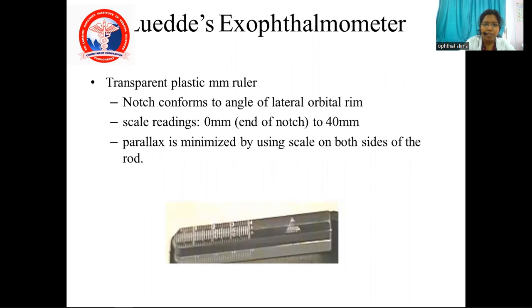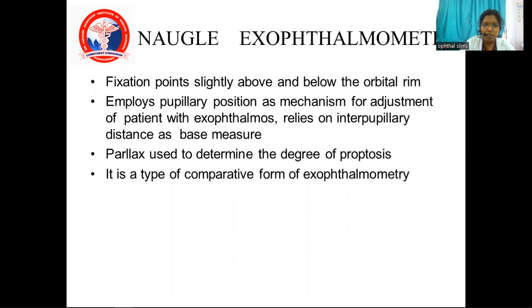Reverse exophthalmometer. It is a transparent plastic millimeter ruler. The notch corresponds to the angle of the lateral orbital rim. The scale reading varies from 0 mm at the end of the notch to 40 mm. Parallax is minimized by using scale on both sides of the rod.